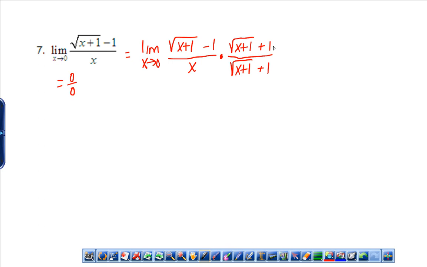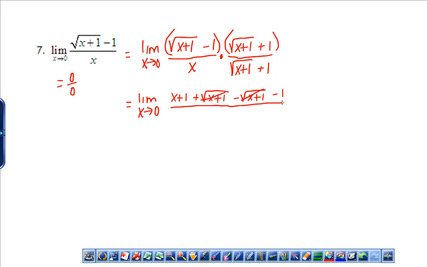Okay, so now we need to multiply. Okay, it's almost like FOIL. Square root of x plus 1 times square root of x plus 1, well that's just x plus 1. Square root of x plus 1 times 1, that's square root of x plus 1. Negative 1 times square root of x plus 1, that's negative square root of x plus 1. Negative 1 times positive 1, that's negative 1. So these things canceled. We knew that was going to happen. That's what happens when you do the conjugate. The denominator, I am purposefully not going to distribute.